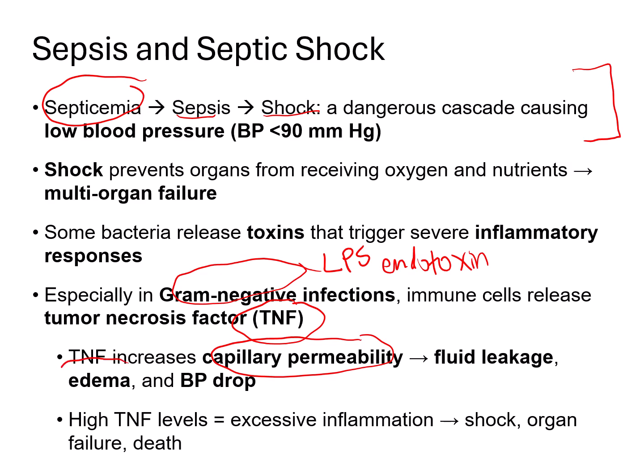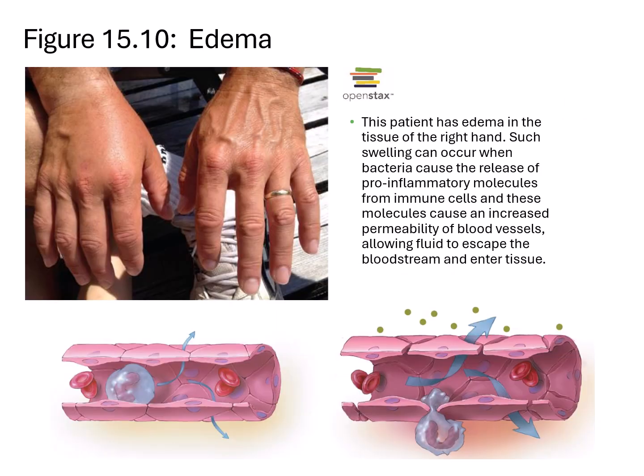That can cause edema or swelling, very low blood pressure, and eventually multi-organ failure if blood pressure is way too low and oxygen is not being delivered to tissues. And this is why sepsis is so dangerous. So it's really our immune system, our phagocytes, which release tumor necrosis factor when triggered by something such as endotoxin, and that increases capillary permeability.